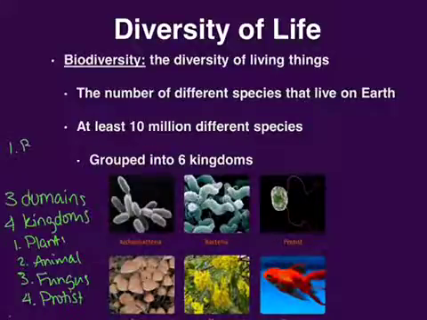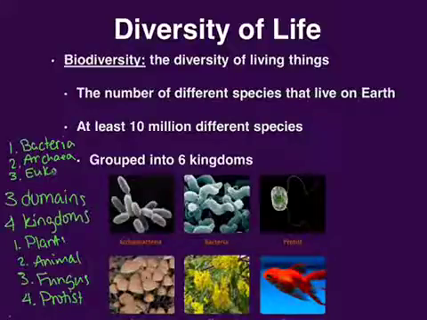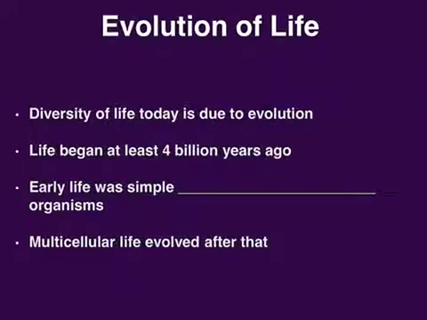Your 3 domains are bacteria, archaea, and eukarya. So life has been on Earth for quite some time, and it's very diverse because of evolution. Life began about 4 billion years ago, and the early life was simple, single-celled organisms, which later evolved into multicellular life.